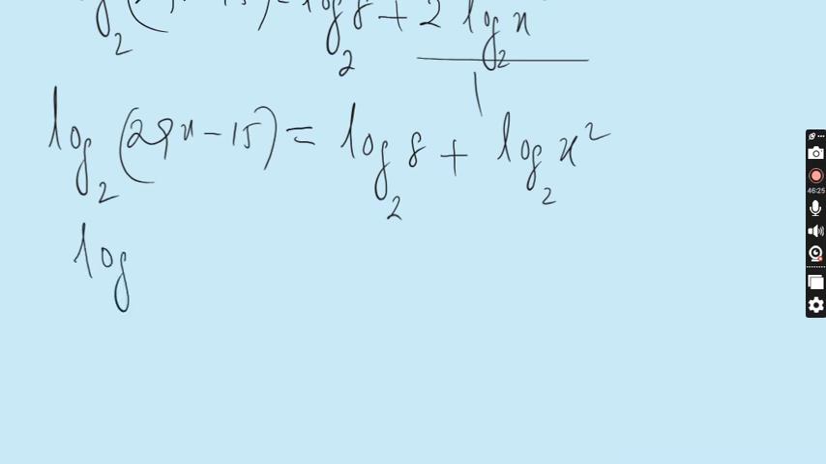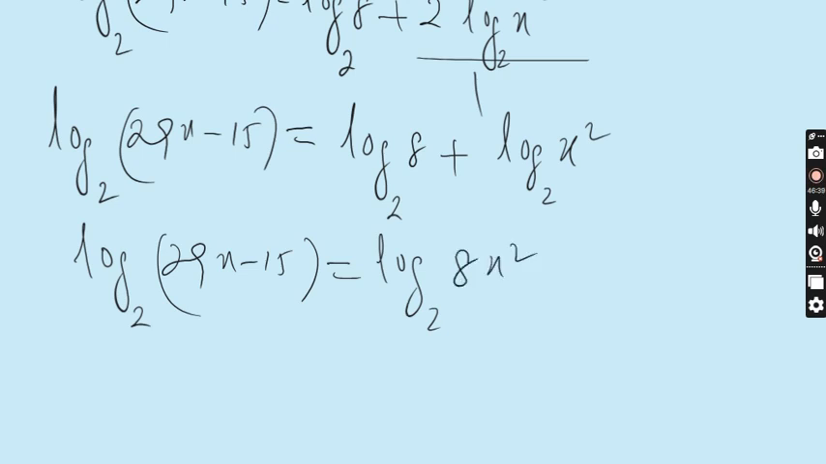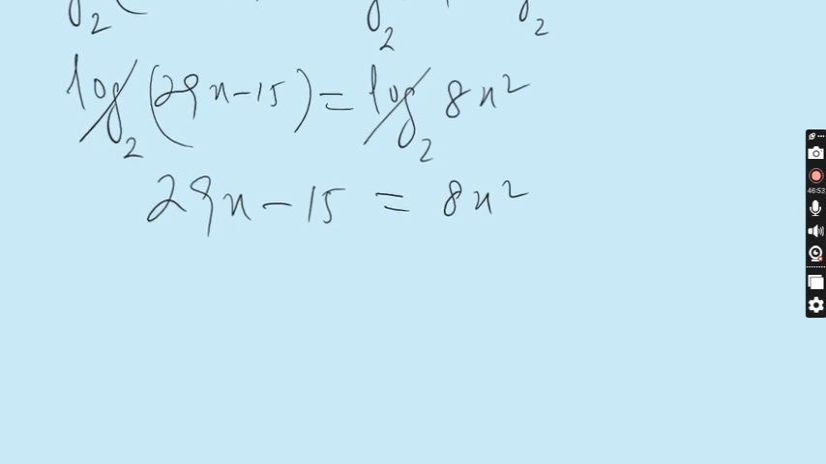Log base 2 of (9x minus 15) is equal to log 2 of this 8 and x square, which must be multiplied by the rule of logarithm. This log 2 cancels by this log 2. 9x negative 15 is equal to 8x square. Or you may write 8x square negative 9x positive 15 is equal to 0.